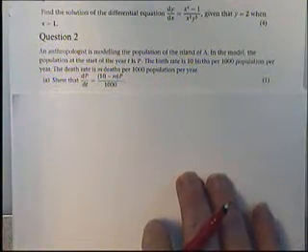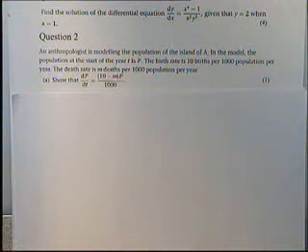So we've got an anthropologist modelling the population of an island A. In the model, the population at the start of the year is P, and the birth rate is 10 births per 1,000 in the population, and the death rate is M deaths per 1,000 in the population per year. And we've got to show that that differential equation is true.